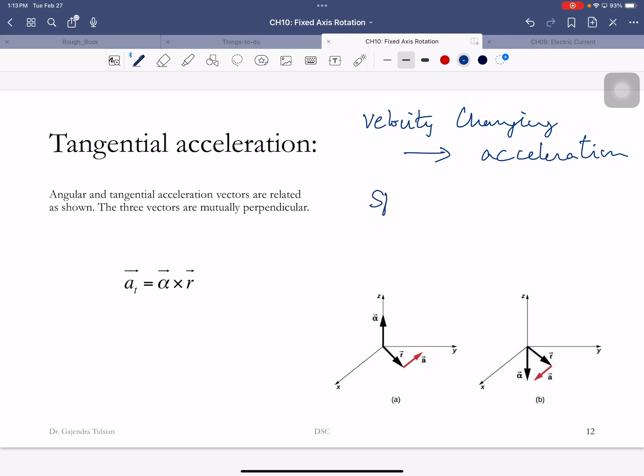Velocity can change by magnitude changing or direction changing. When the speed changes, that is the magnitude change, and that gives you tangential acceleration. What do we mean by tangential acceleration? It's tangent to the path. That's what that means. And when the direction changes, you get centripetal acceleration.